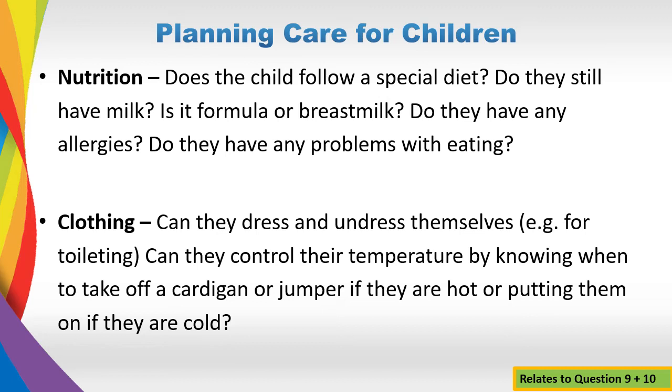Clothing. Can they dress and undress themselves? For example, when they go to the toilet, are they able to use the toilet themselves? We talked a little bit before about independence, but we need to know if they can do this when we're starting to care for them, so that we can support the independence, but we might need to help them at first. Can they control their temperature? Do they know if they're warm, they can take their cardigan or their jumper off, or if they're cold, they put their cardigan or jumper on? These are the things that we need to be finding out for their care plan.